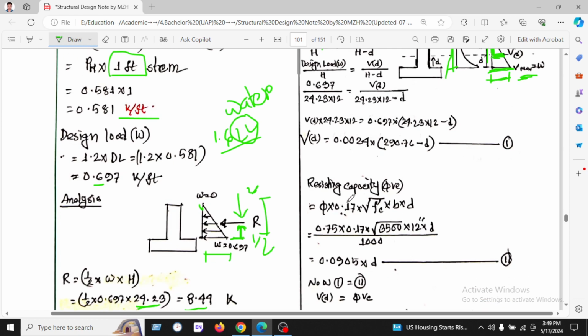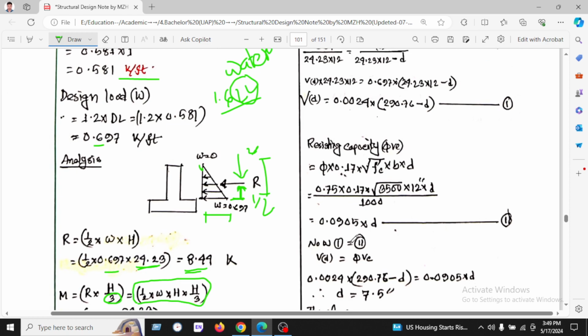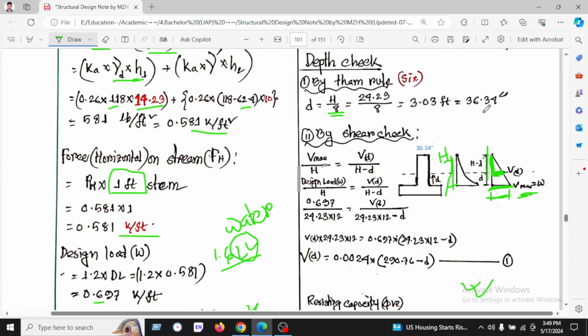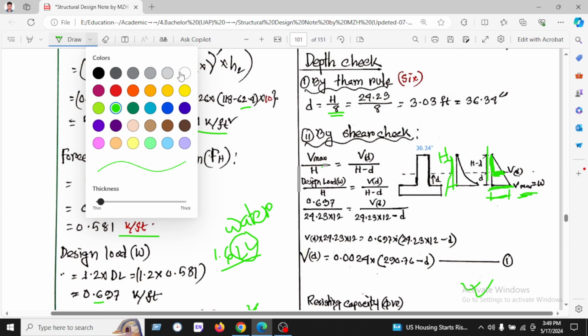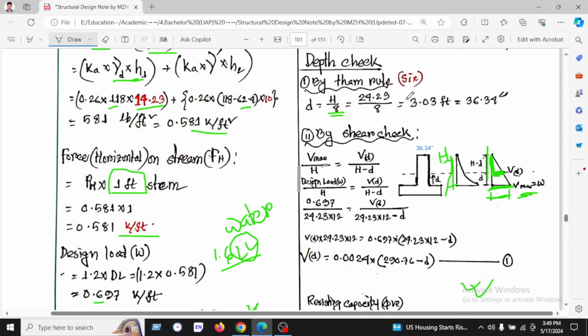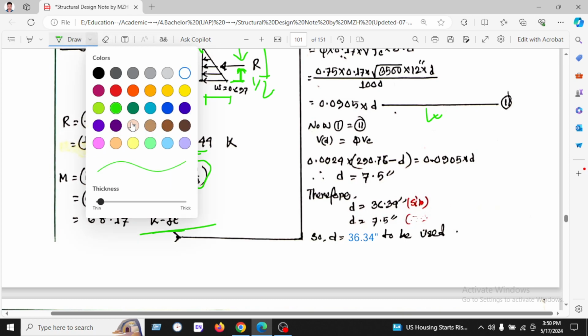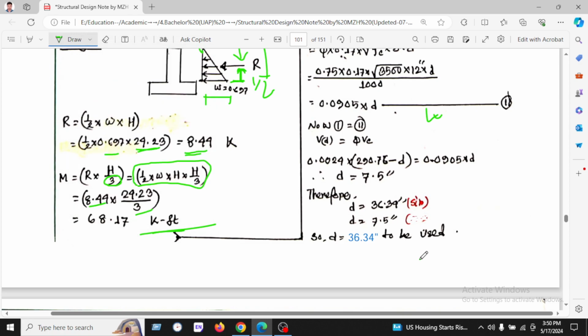On the other hand, we have seen the resisting capacity. We know 0.17 root over f'c times b d, and found 0.09 into t. So equation 1 and equation 2, we will solve this and found 7.5 inches. And we have found here another calculation, 36.4 inches by thumb rule or from Nadim. And on the other hand, we have found from shear check d is 0.75. So we can conclude that we will use 30.36.